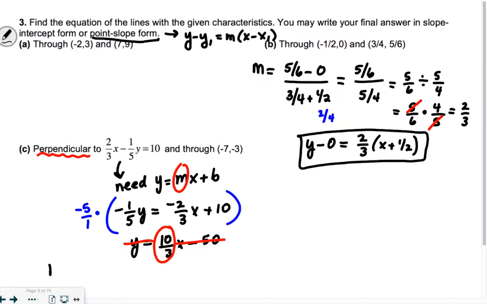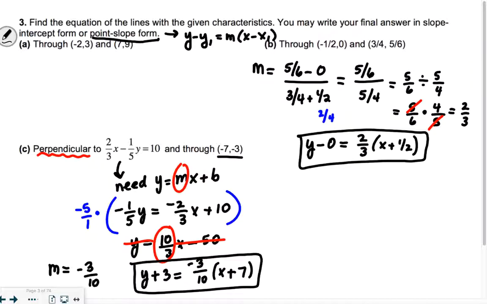So our slope is not going to be 10 over 3. We're going to flip it and make it the opposite. So negative 3 over 10. And we're going through this point, negative 7 comma negative 3, so it's going to be y minus a negative 3, so plus 3, equals negative 3 over 10 times x minus a negative 7, so plus 7. And that's our equation. Done.